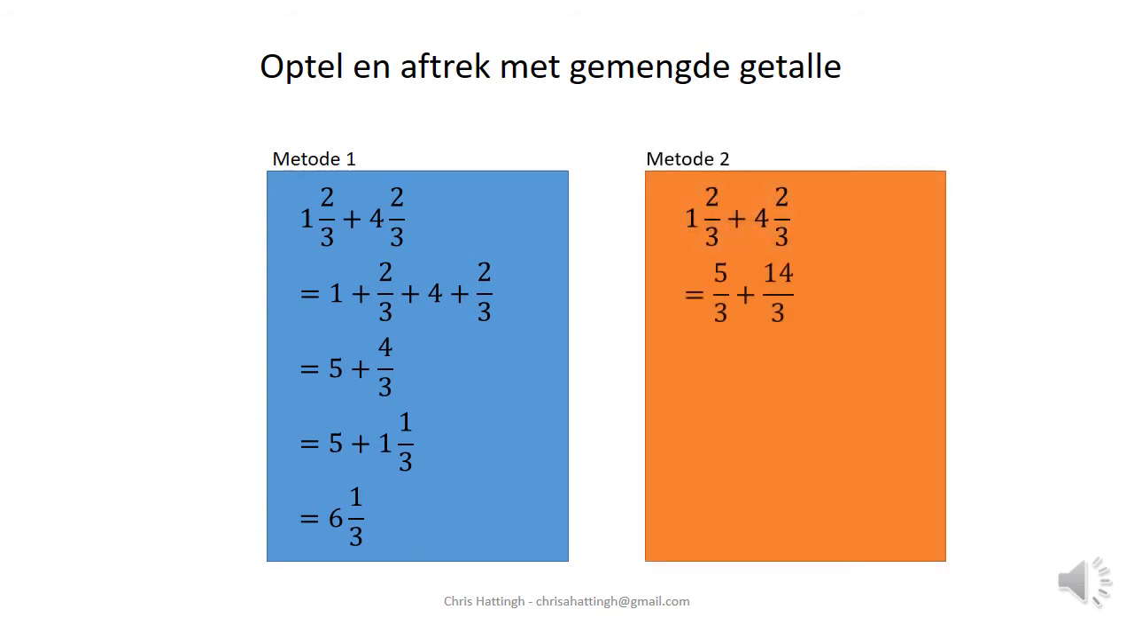Method 2, make it improper, so it's going to be 5 over 3 plus 14 over 3. That gives you 19 over 3. Make it a mixed number, it's going to be 6 and a third.